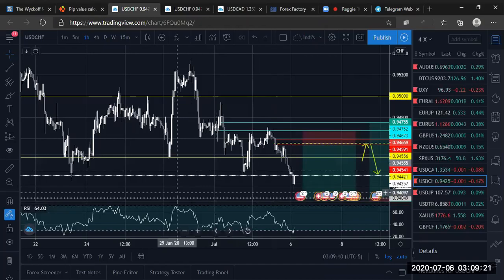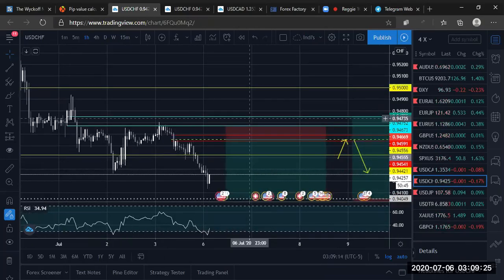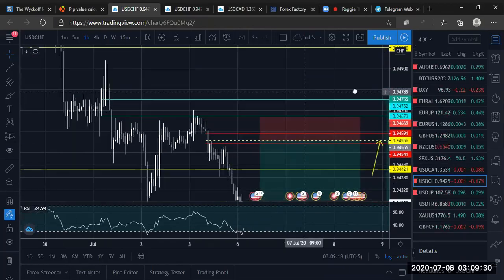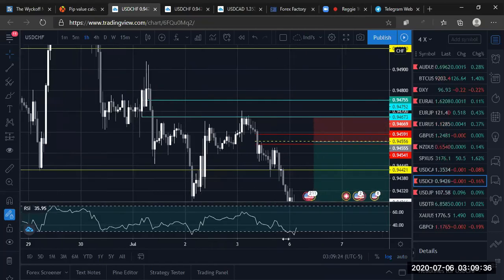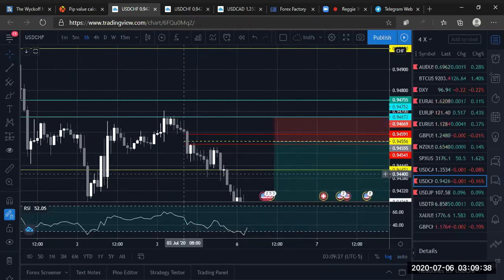I had a sell limit set. It didn't actually come to the area. It was nice though, it played very, very nice. It was almost at the area, it just didn't make it yet. But we made nice highs too.